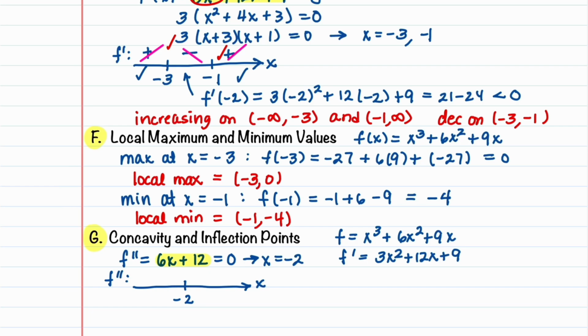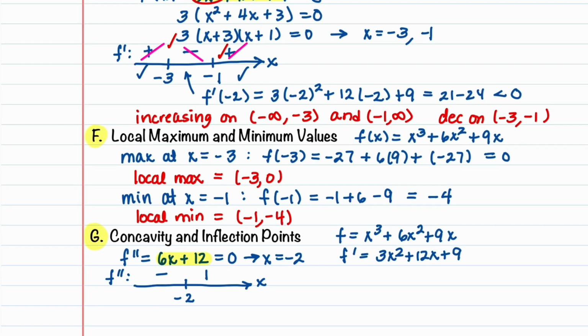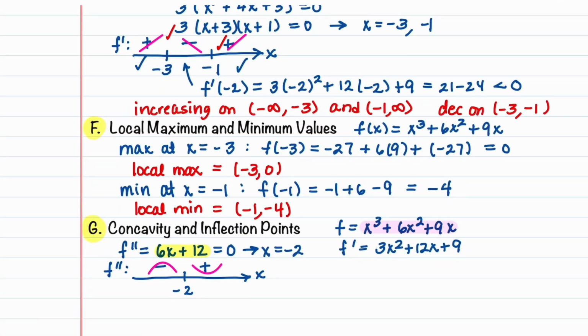If we have a point that is less than -2, like -3, f double prime is negative. And then if we have a value greater than -2, like 0, it's going to be positive. So our function is going to be concave down in this region and concave up in this region. So let's write that it is concave down in the region from -infinity to -2, and then concave up in the region from -2 to infinity.